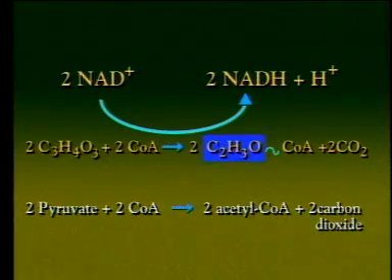This is an oxidation reaction in which the electrons are removed from the pyruvate by an enzyme that uses NAD as the coenzyme. And NAD plus becomes NADH2 as acetyl coenzyme A is formed.